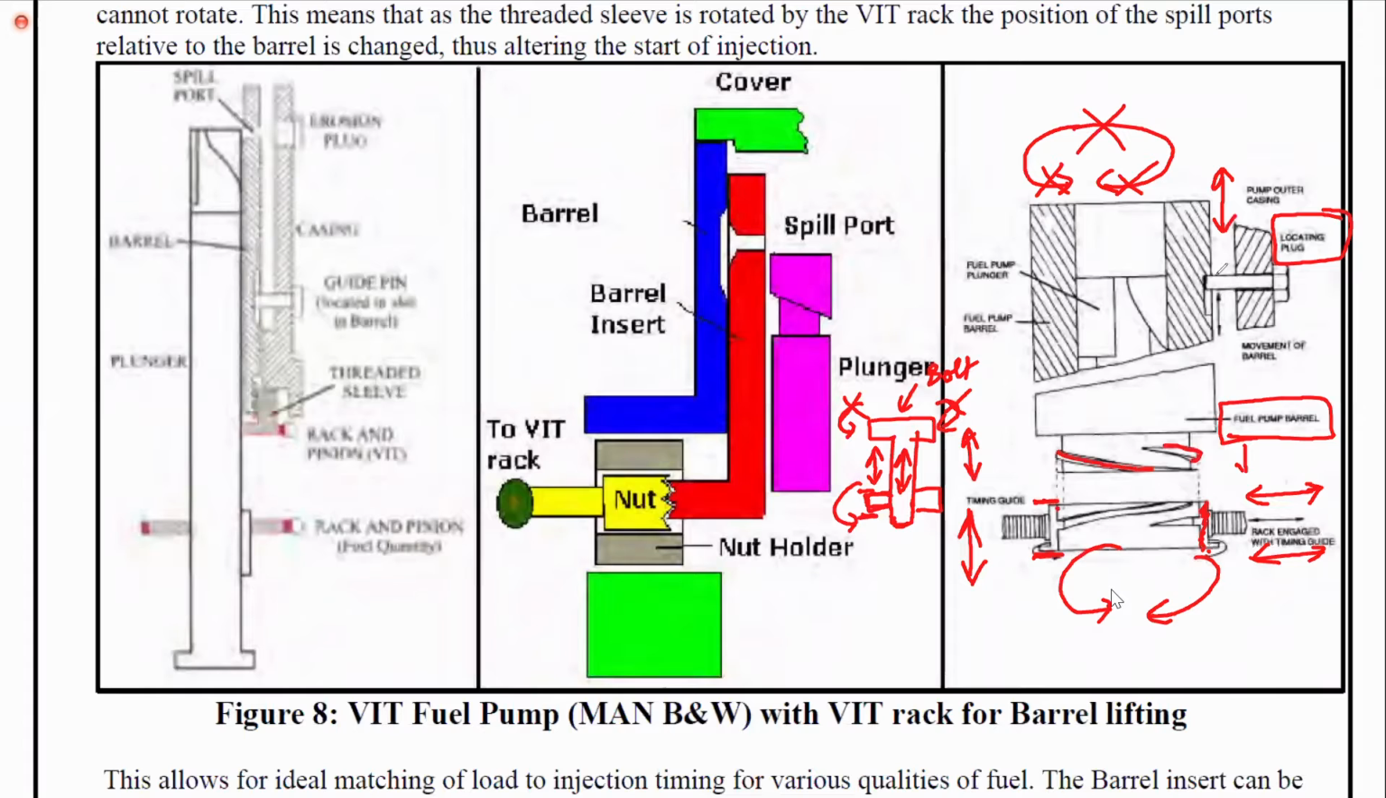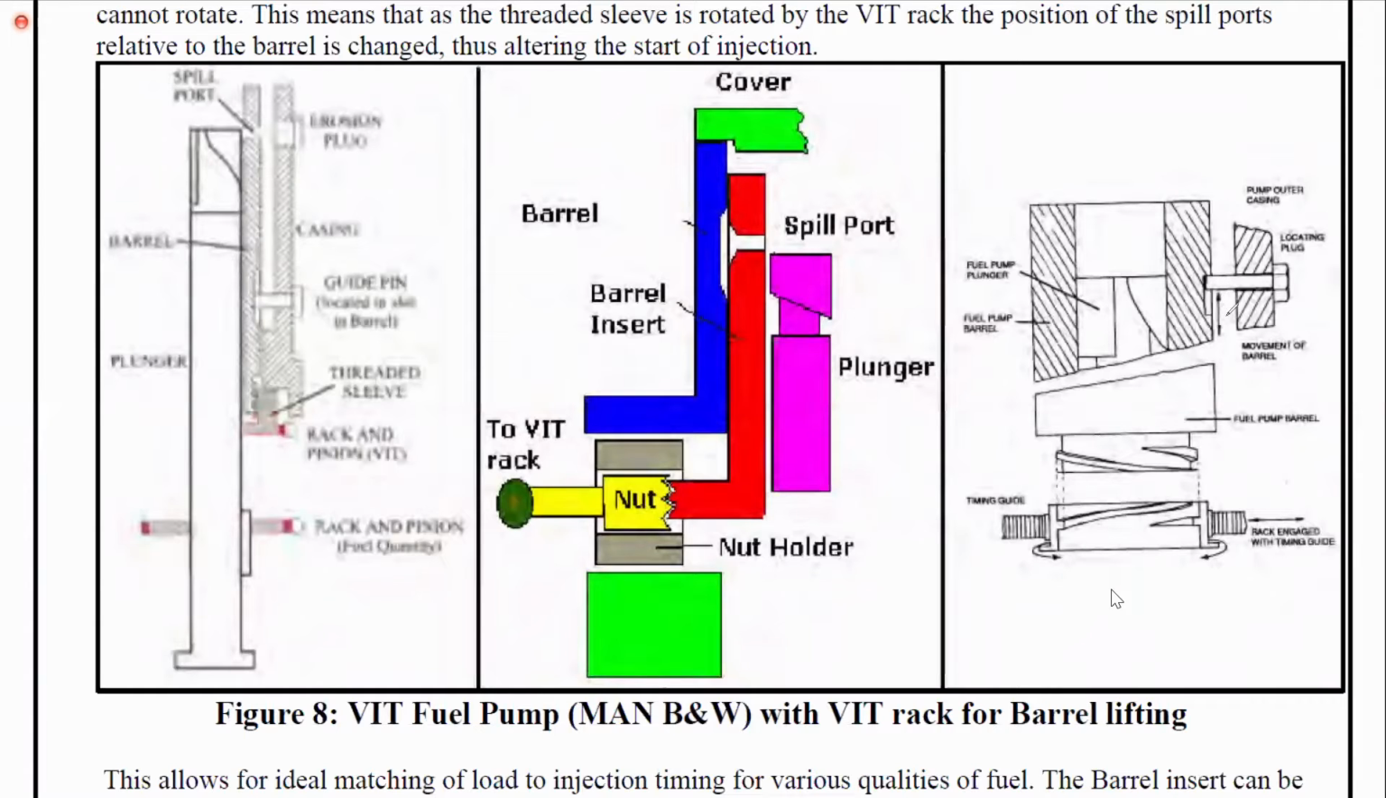You can see a slot was given in the barrel. In this slot one locking screw sits. So it allows the barrel to move slightly up or down. When the barrel moves up or down, you know that the relative position of the barrel with respect to the plunger changes. Yes or no? Yes, sir.